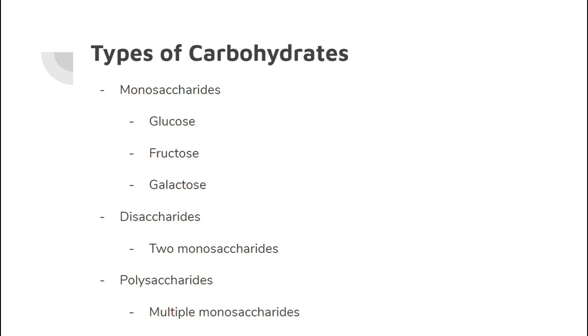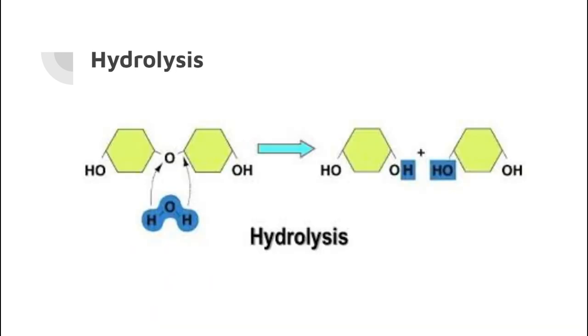So there are three types of carbohydrates, and these are monosaccharides, disaccharides, and polysaccharides. Some of the monosaccharides are the monomers for carbohydrates, and some of these include glucose, fructose, galactose, so basically simple sugars. Disaccharides are two monosaccharides that are put together, and then polysaccharides are multiple monosaccharides put together.